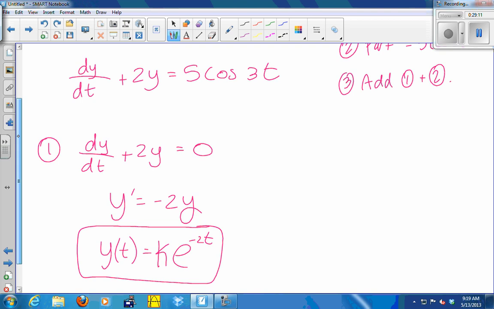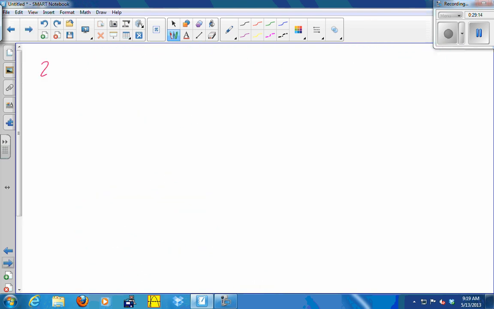Step 2 is to find a particular solution to dy/dt plus 2y equals 5 cosine 3t. In general, you guess a function, because this is where we have to do a lucky guess, or a smart guess, I should call it. I have to come up with a function that will solve this. And it usually takes on the same form or a closely related form to that forcing function.